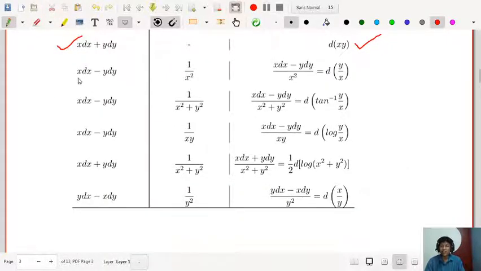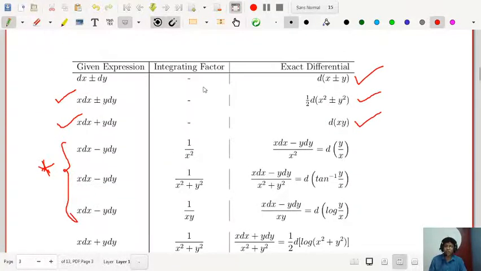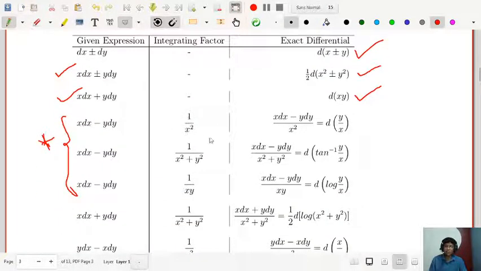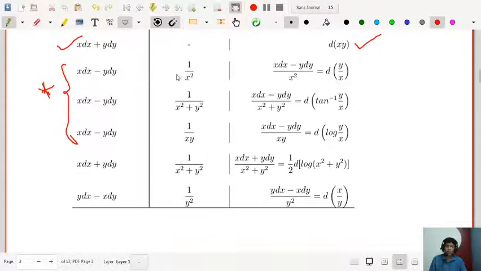Actually you see these are the same expressions, and these are important. So for the same expression you have different integrating factors. So first you look at that, you have x dx minus y dy, and your integrating factor is 1 by x square. The chart will give you the integrating factor. The first integrating factor will be 1 by x square. So if you multiply this expression with this integrating factor, you are getting this, and the result is the differential.